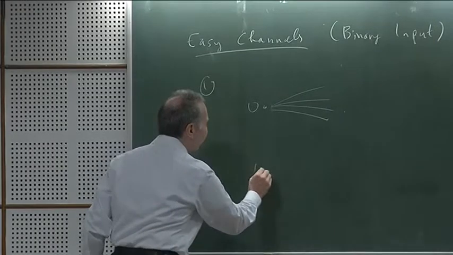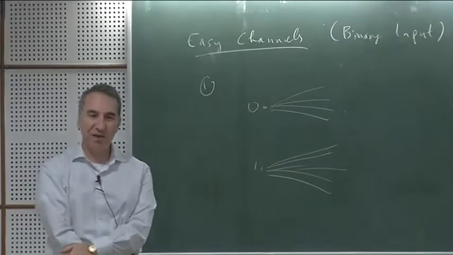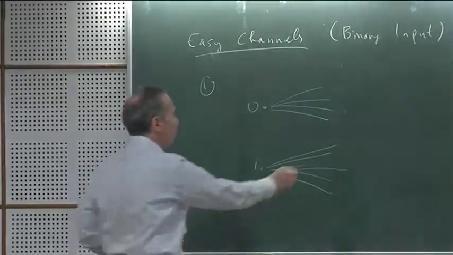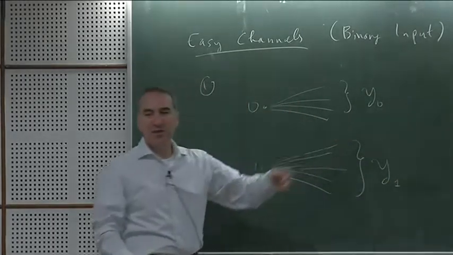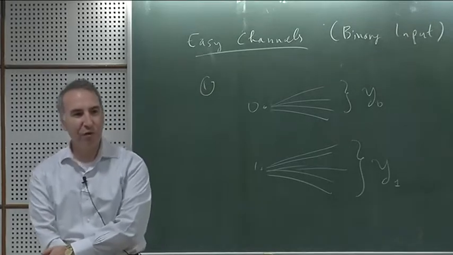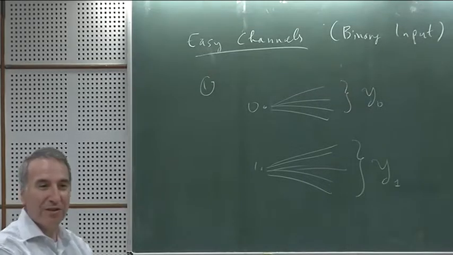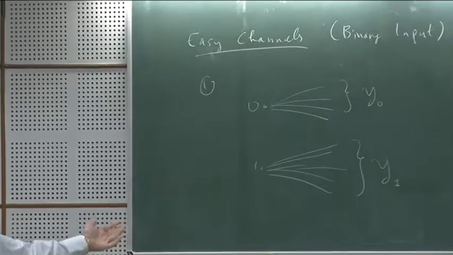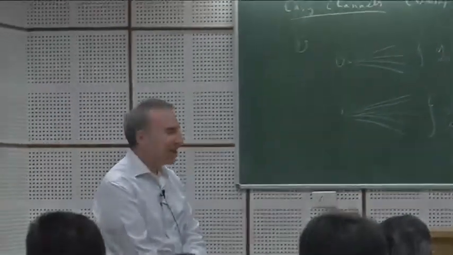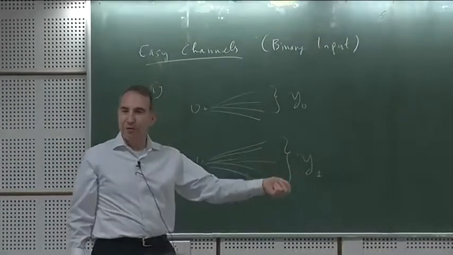And if you send a 1, then you have a set of outputs completely disjoint from the previous one. Let me call these sets y0 and y1. These are the outputs that might be received if 0 is sent, and those are the outputs which might be received if 1 is sent. You see in this picture that these two sets are disjoint. So this is an easy channel because the receiver doesn't need to do anything. Just by looking at the y, he can determine what the input was. So you can communicate one bit of information every time you use the channel.